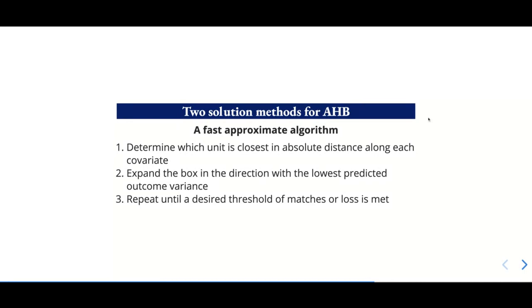Again, I'm not going to go into too much detail on how this algorithm works, but suffice to say that it works somewhat greedily by doing a direction-wise expansion of the box. Suppose you have a unit that you want to match. You consider each covariate on its own terms, and you expand the box along the covariate or direction with the lowest predicted outcome variance. Then you just repeat and slowly grow this box until a desired threshold is met. In practice, empirically, we find that the solutions output by this model get pretty close to what a MIP solver would output in a much longer time span.